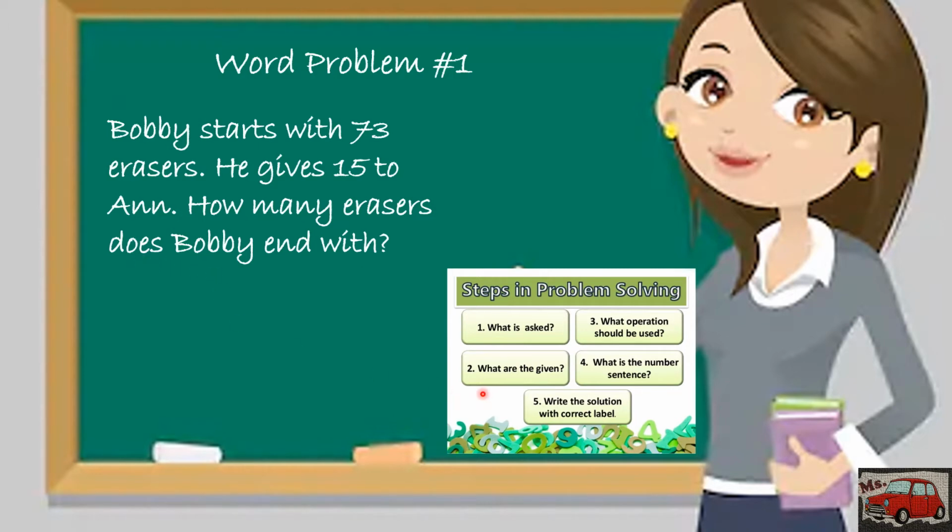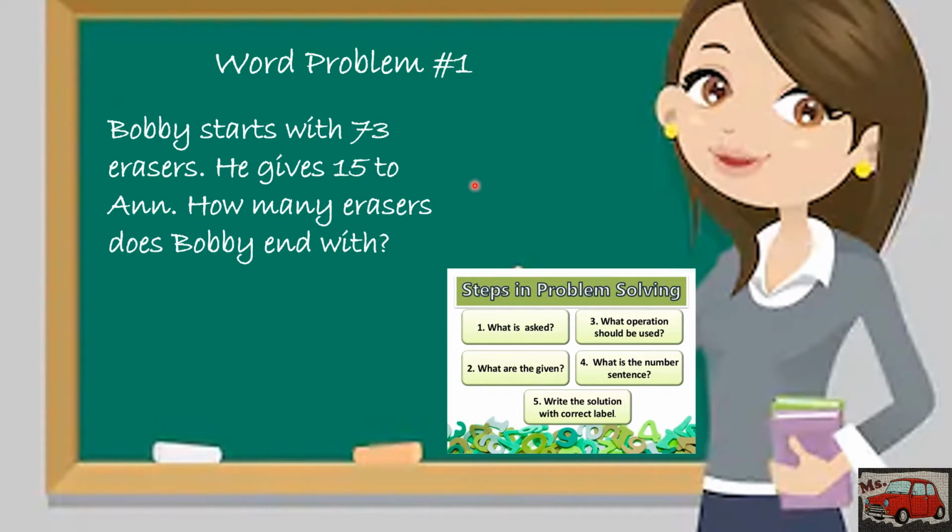Okay? What are the given? So we have 73 erasers and then 15 erasers na binigay niya kay Anne. What operation should we use? Since ang clue natin is he gives 15 to Anne, so nagbigay siya, it means nabawasan. So the operation that we will use is subtraction. What is the number sentence? Since it's subtraction, so it means 73 minus 15.